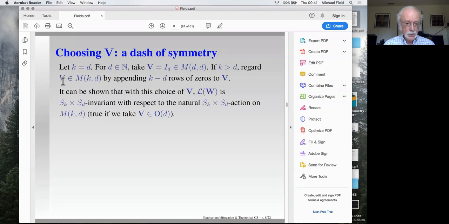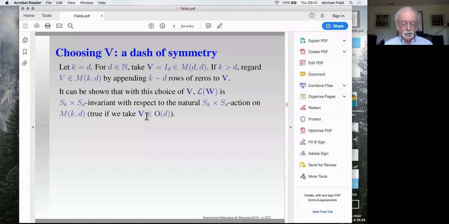Okay, and of course, I should have said that this V is naturally defined for all d. So this is already solving the problem as to what happens with the target as I increase d. It can be shown that with this choice of V, and I'm not going to go through details here, this is really very easy, the loss function is invariant with respect to the action of S_k, which permutes rows, and the action of S_d, which permutes columns. That's the natural S_k cross S_d action on matrices.